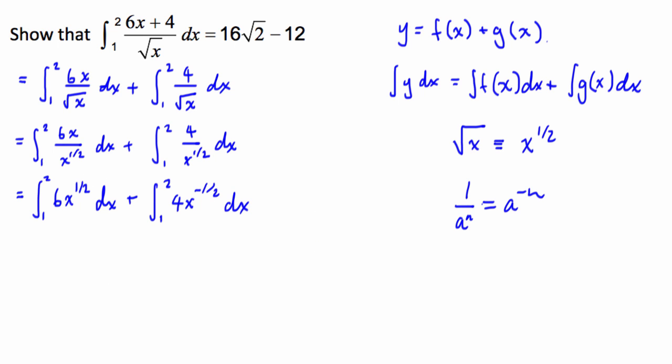So now after we've done that, we can go about actually performing the integrals. What we're going to do is raise the power by 1. So this is now going to be equal to x to the power of 3 over 2, and then we're going to multiply this by 2 over 3. So 6 times 2 is 12, divided by 3 is 4.